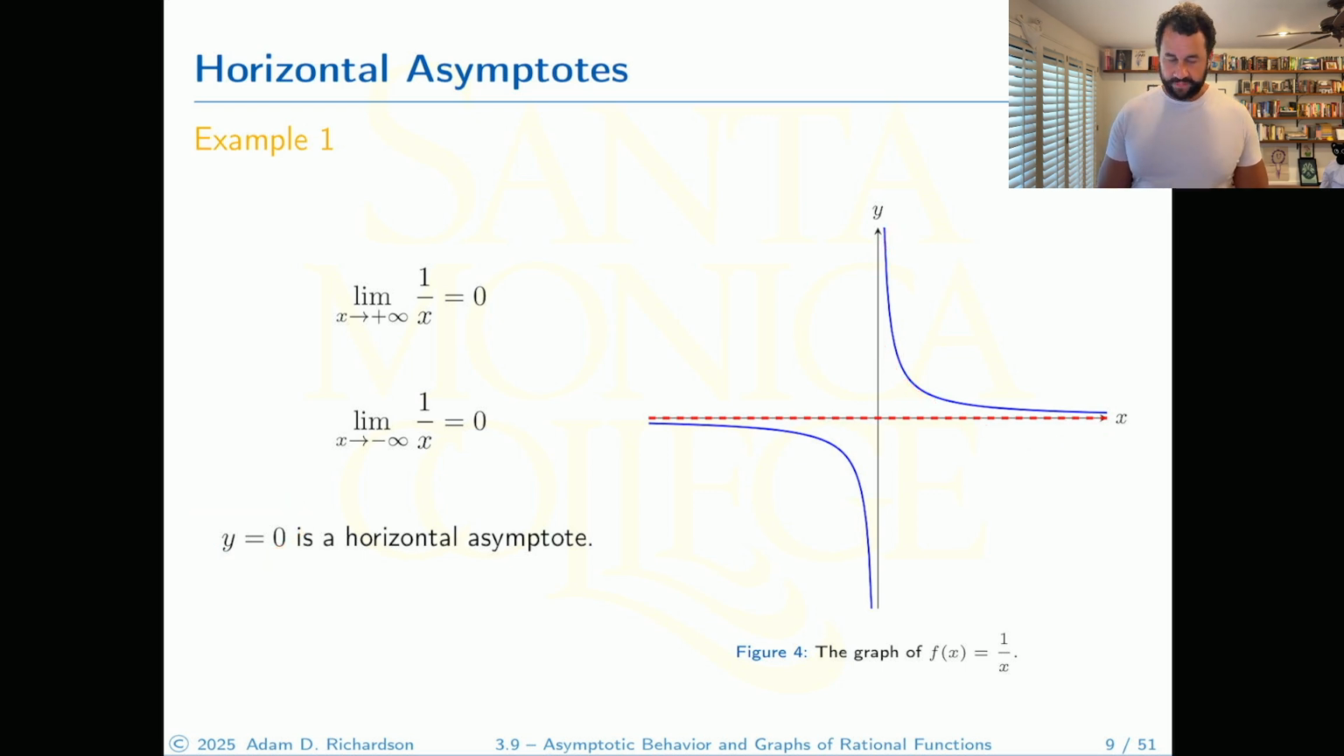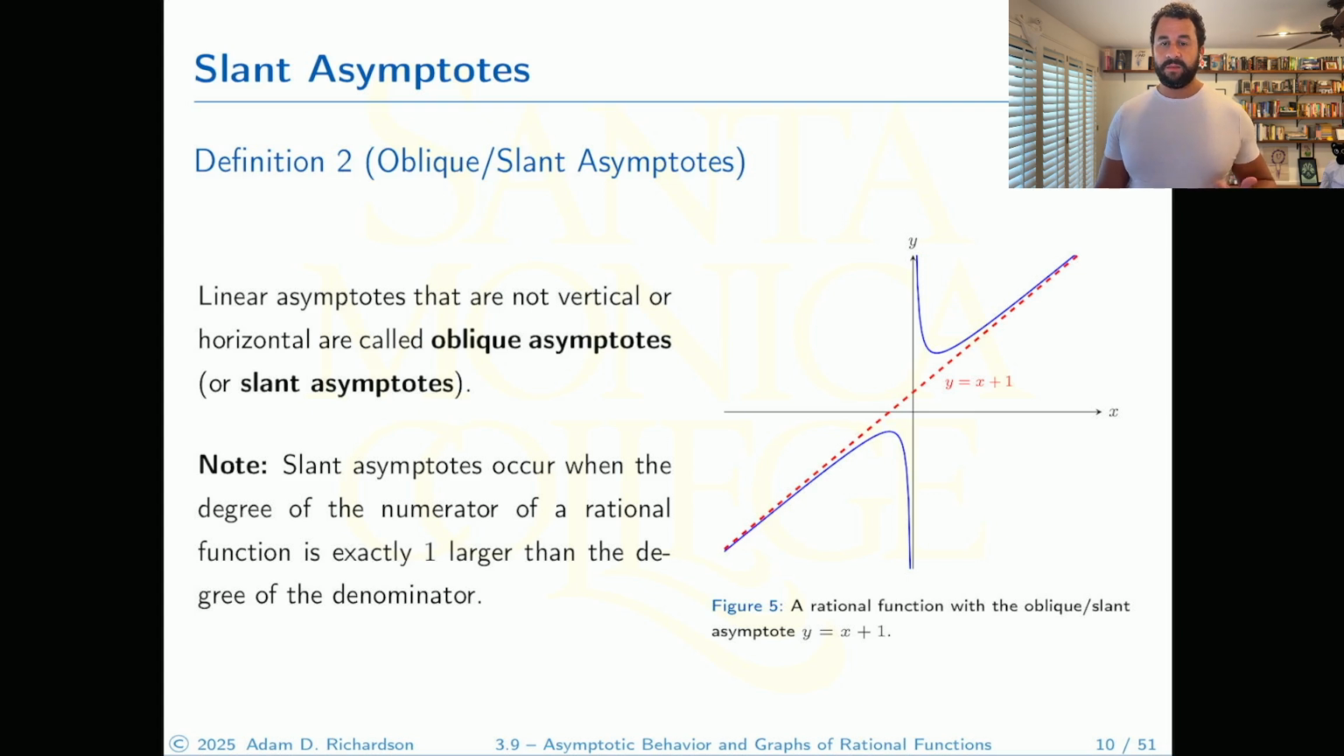All right. Now let's go up a notch. Let's talk about slant asymptotes, or oblique asymptotes, their equivalent. So linear asymptotes that are not vertical or horizontal are called oblique asymptotes or slant asymptotes. Here's an example where the asymptote of this function is y equals x plus 1. And again, you can see this behavior here. What I'm saying is as x goes to infinity, this function f of x, r of x, whatever, is going to converge to this line. And it's actually going to happen in both directions. So this is what we call a slant asymptote, all right?